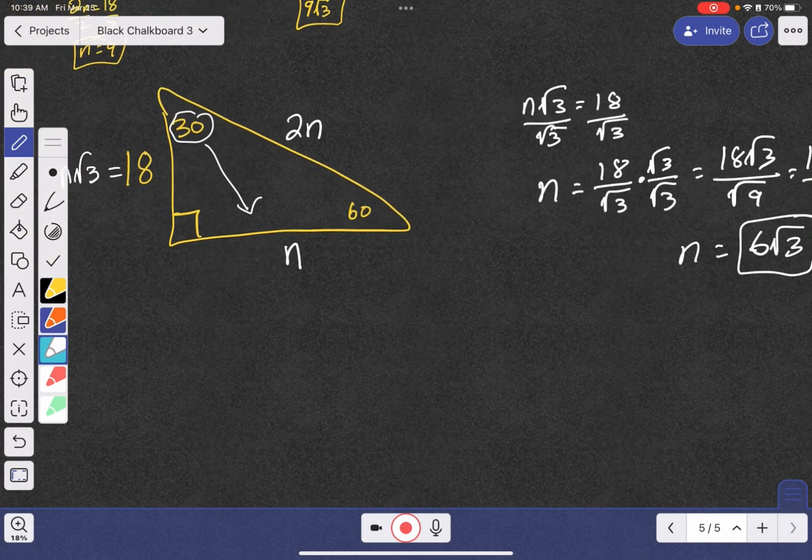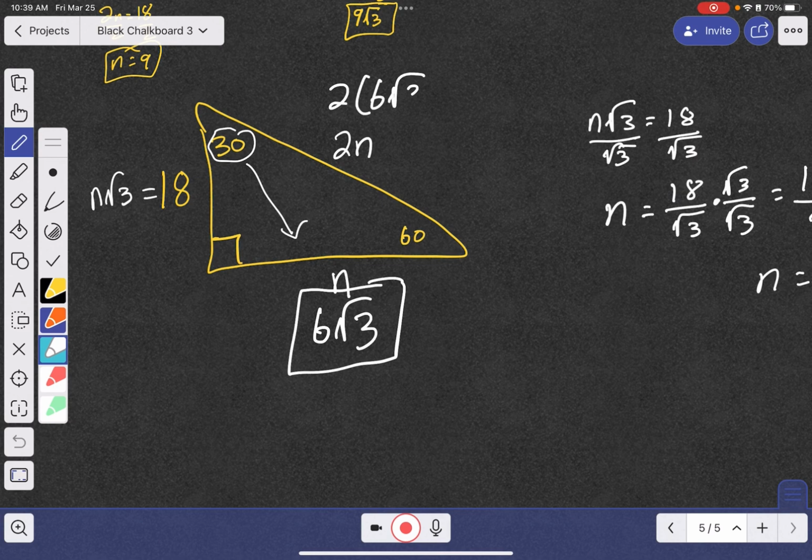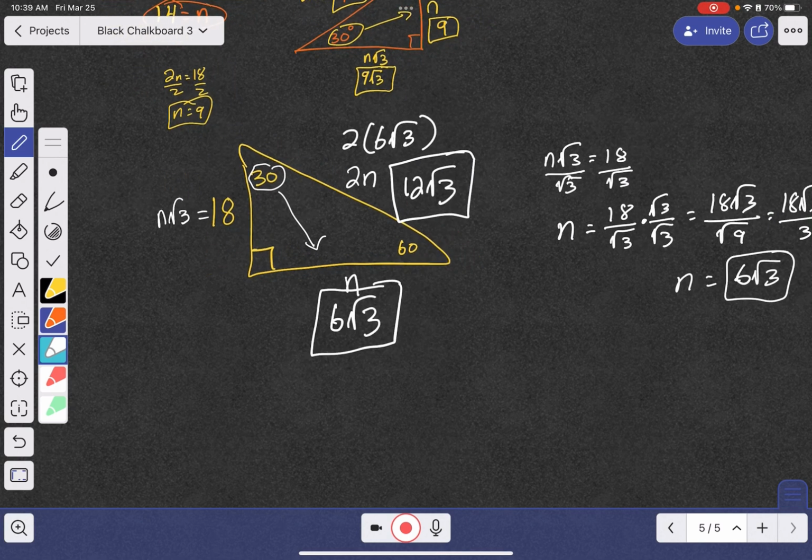So now you go back over to your drawing. This one is n, so this has to be 6 radical 3. That's the answer. For the hypotenuse, it's 2 times n, so 2 times 6 radical 3, which is 12 radical 3. And there's your solution. And you're done. Okay. And again, it all becomes about, one, being able to do this algebraically. Okay, we've done this before. Is there a shortcut for this one? Yeah.